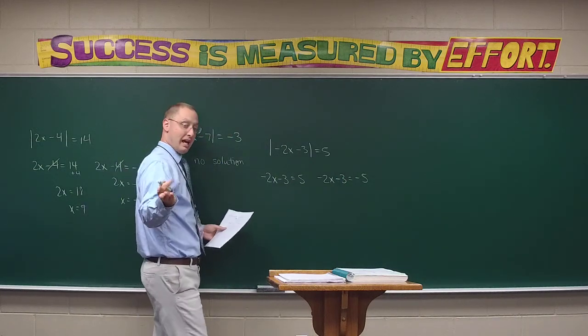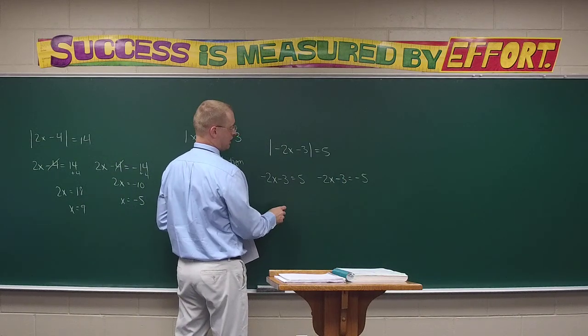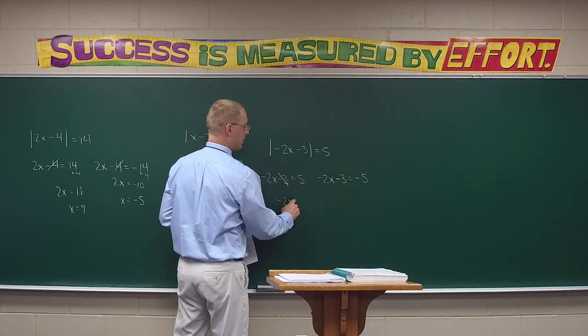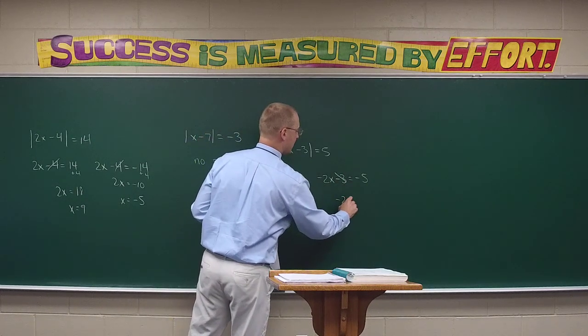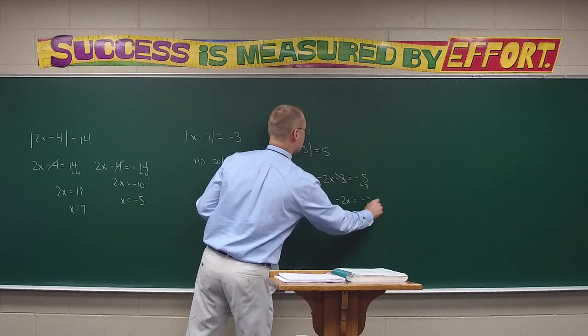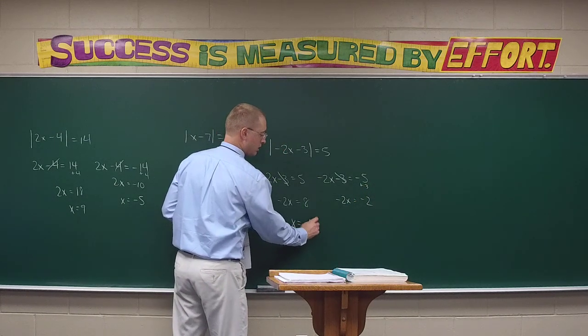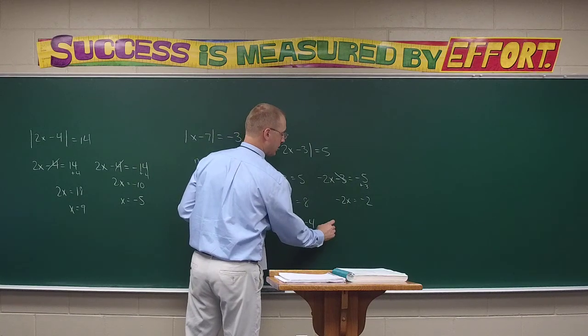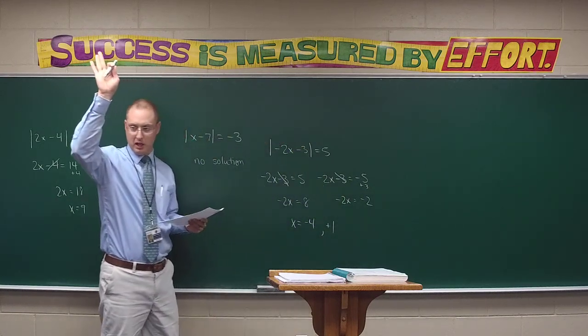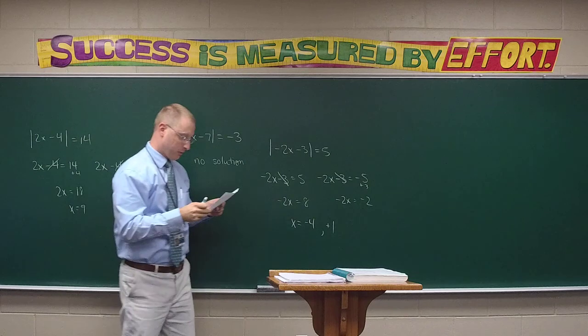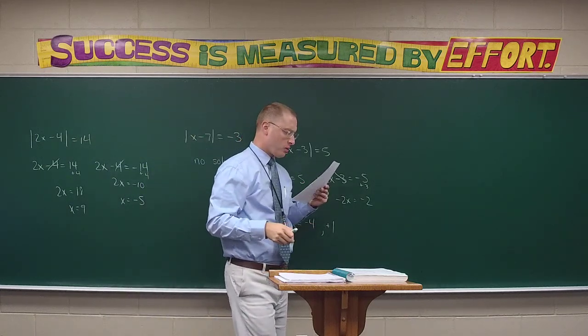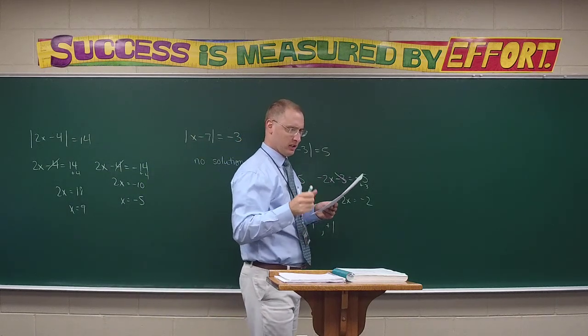In both equations, we're going to have to add 3. Here to get 8. And here when we add 3, we get negative 2. And so we divide by negative 2 to get x equals negative 4. Or positive 1. How many got those 2 answers on number 3? Excellent.